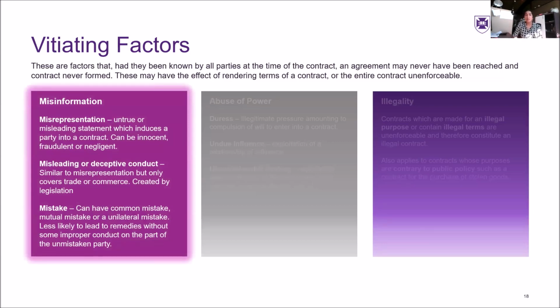And within misinformation, the key ones are misrepresentation or misleading and deceptive conduct. They tend to be sort of two sides of a coin in that they deal with the same thing, but misrepresentation is more sort of court-made, and misleading or deceptive conduct only covers trade or commerce and is created by legislation. One of the most commonly contested parts about misrepresentation is that it is very different from what the courts have termed mere puffery.